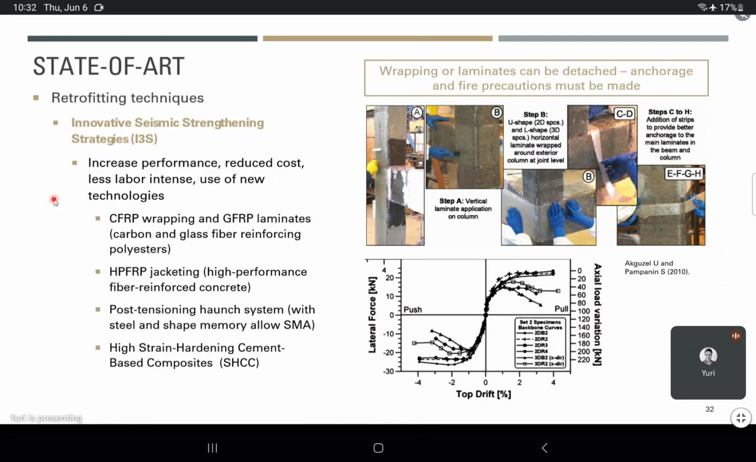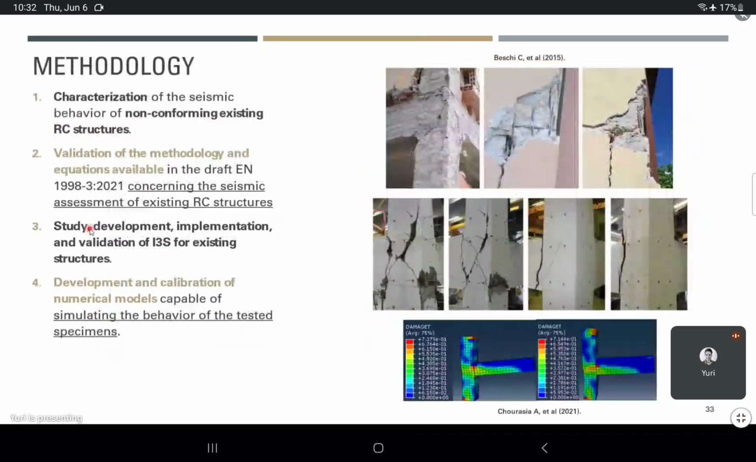We want to use different materials and different techniques to increase performance, reduce costs, and reduce labor. Some examples of these are CFRPs and GFRPs, HPFRC, which is high performance fiber reinforced concrete, the use of post-tensioning hardened systems, and the use of high-strain hardened cement-based composites. We are actually focused on CFRPs these days. We are going to run some experiments with it, and hopefully we can talk about this next.